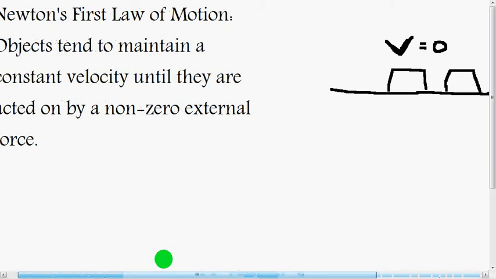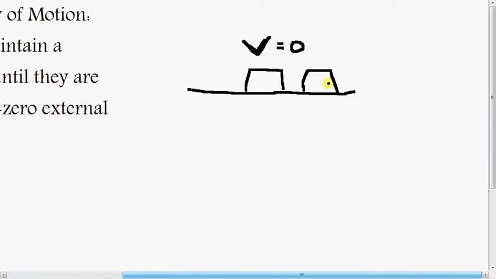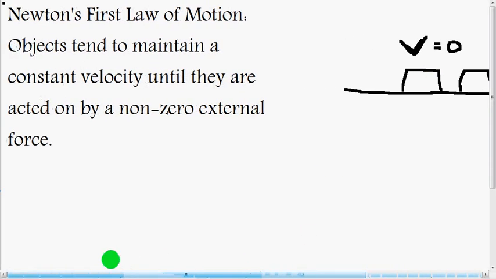Is this a constant velocity? Well, of course it is. A stationary object has that velocity of 0. If it's always 0, then it's constant. This is what objects want to do. But not only do objects want to remain constantly stationary, they want to remain constant in whatever they're doing.